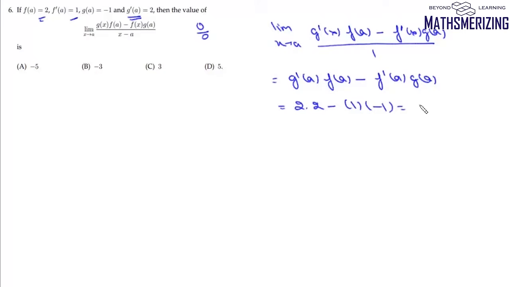So it will be 4 plus 1, and that will be 5, and that's your option number D. Now question number 22 is, we are given this an, which is (1 minus 1 upon root 2)(1 minus 1 upon root 3) up to (1 minus 1 upon root n plus 1). We need to find this limit, n tends to infinite, an.